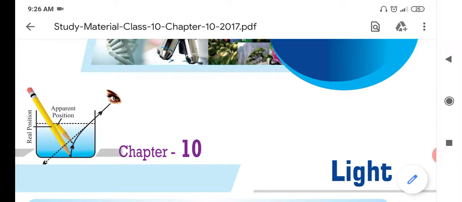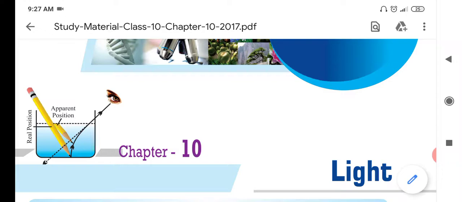Before starting reflection of light, let me give you a brief introduction about light. So what is light? You already know about light. Light is a form of energy that enables us to see the things around us. You have already known this from the 8th standard. Without light we cannot see anything around us.